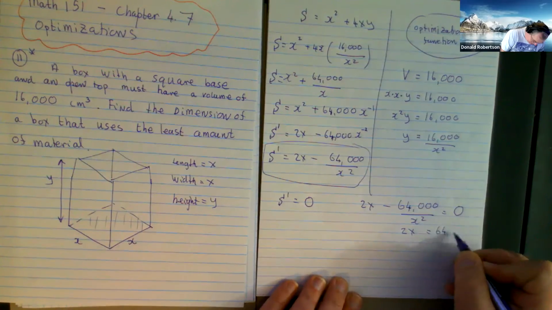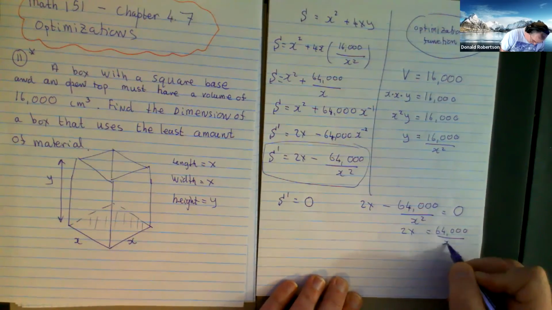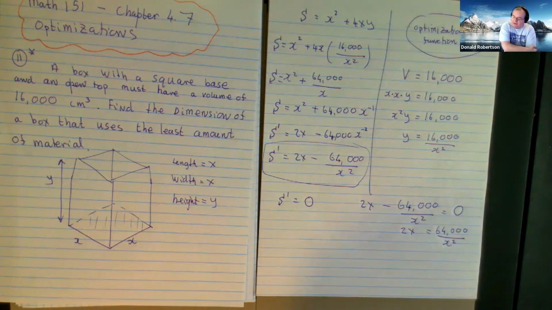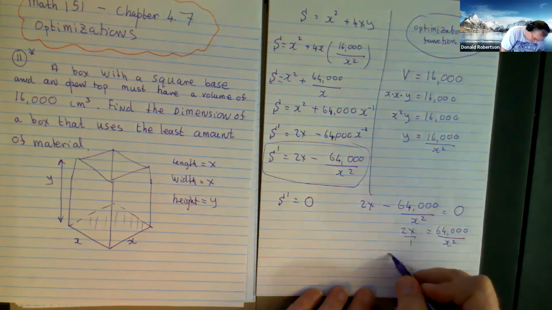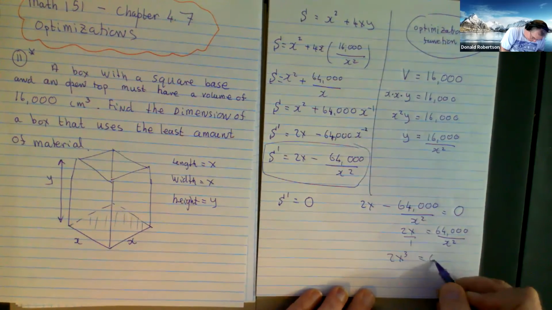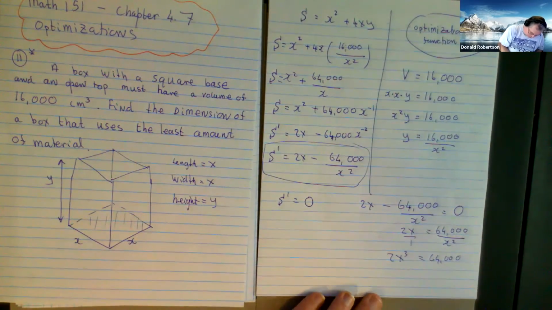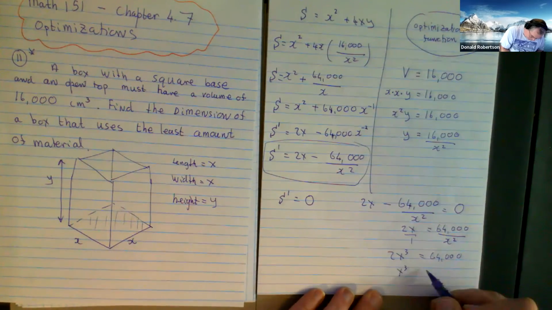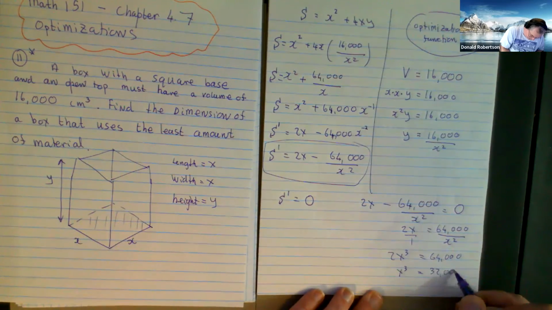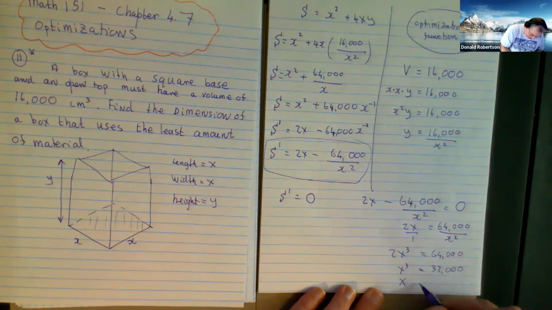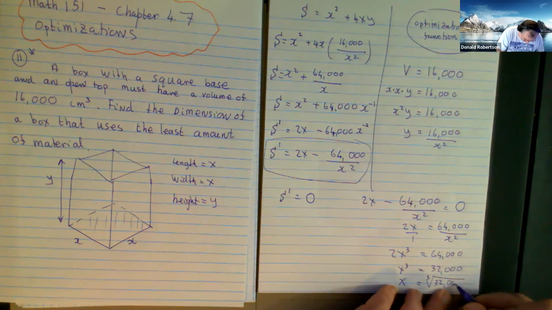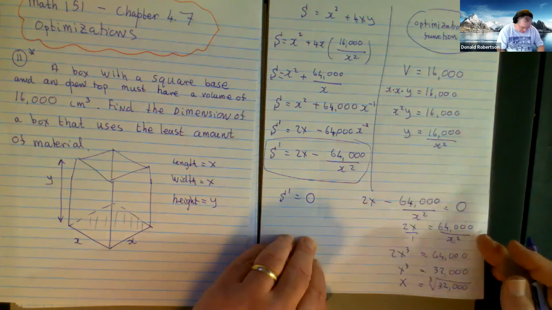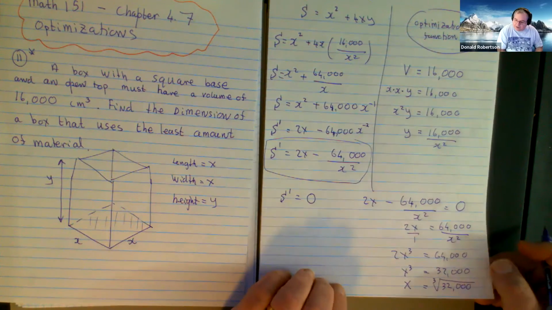I like your thinking. Why is that the right thing to do? Why do you think that's a good idea? So that you can cross multiply. Exactly. So I'm going to have 2x cubed is 64,000. And then if I divide both sides by 2, I get that. And then not square root, but can't I find the cube root of both sides? Are we good with that?